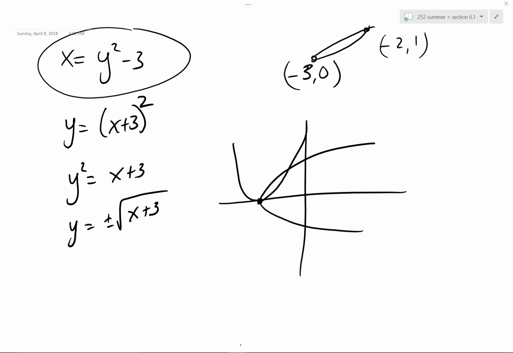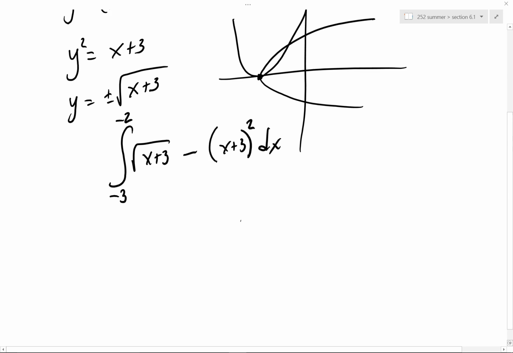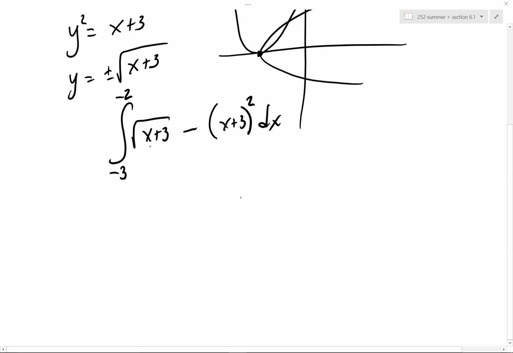You see that? So it's going to be the integral of square root of x plus 3 minus (x plus 3) squared dx, and from the x's we're going from -3 to -2. So let's do this. This is a substitution problem. In each case, u is x plus 3 and du is dx. So it's not like it's a really hard problem here.